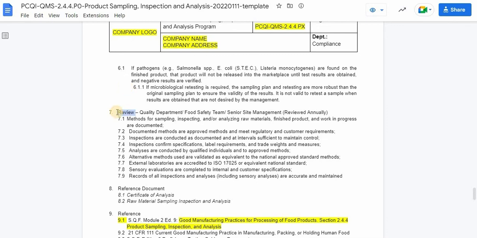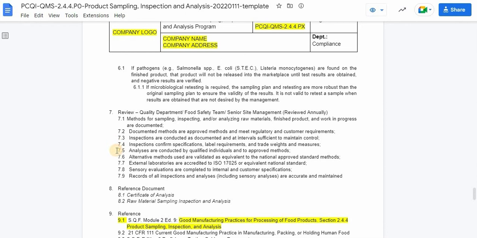Seventh is review quality. The review section serves as guidelines for conducting the annual or periodic review. Methods for sampling, inspecting, and/or analyzing raw materials, finished product, and work in progress are documented. Documented methods are approved methods and meet regulatory and customer requirements. Inspections are conducted as documented and at intervals sufficient to maintain control. Inspections confirm specifications, label requirements, and trade weights and measures.